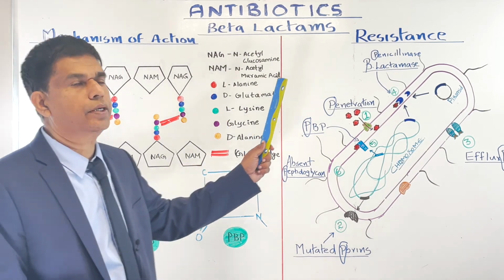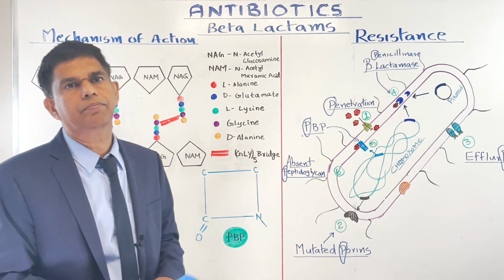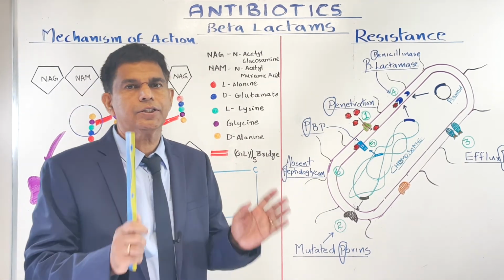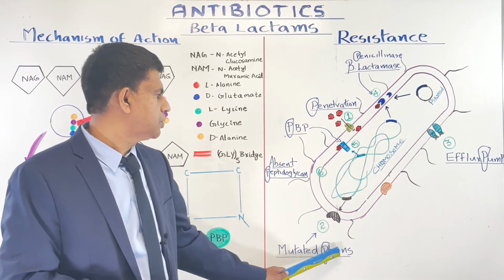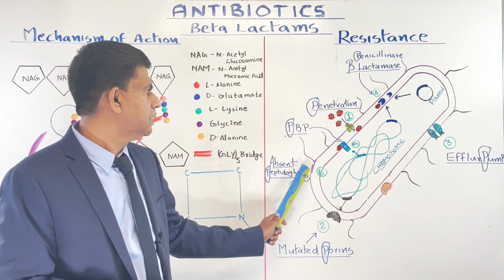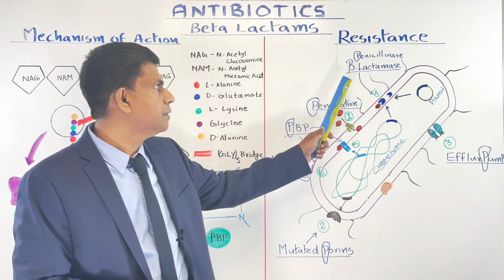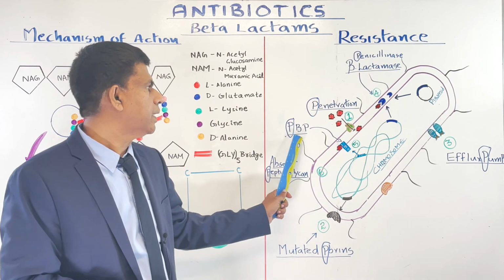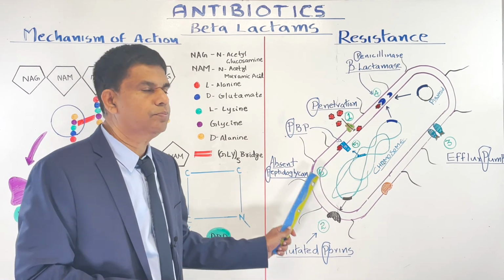Now it's very important to look at the resistance. Beta-lactam resistance is a very big examination topic. There are six P's we need to know. One is penetration, number two, porins, number three, the efflux pump, number four, the penicillinase enzyme, number five, the penicillin-binding protein, and number six is the absent peptidoglycan.